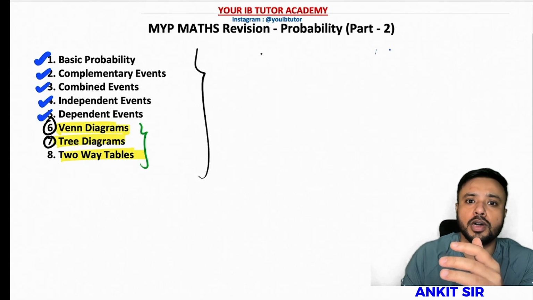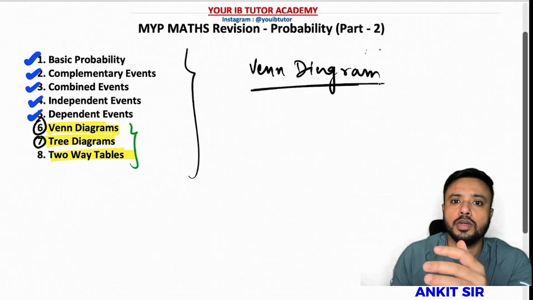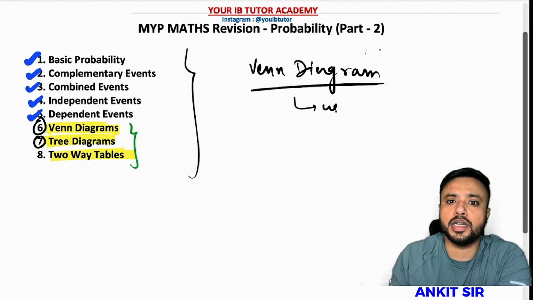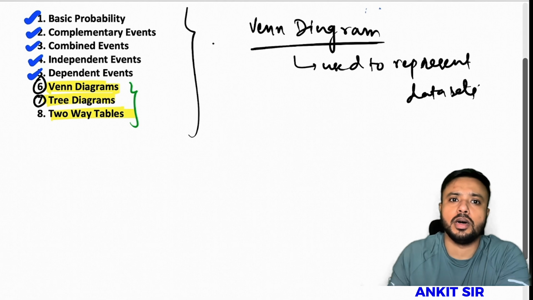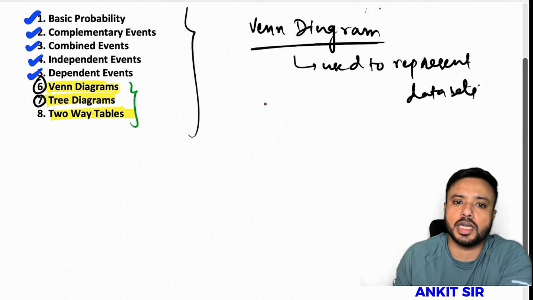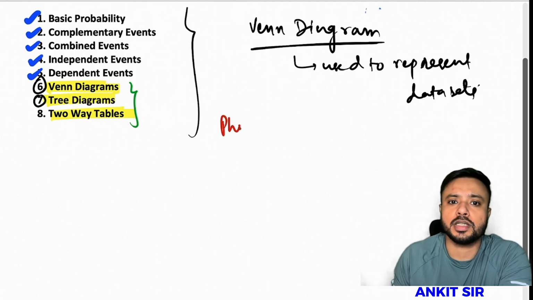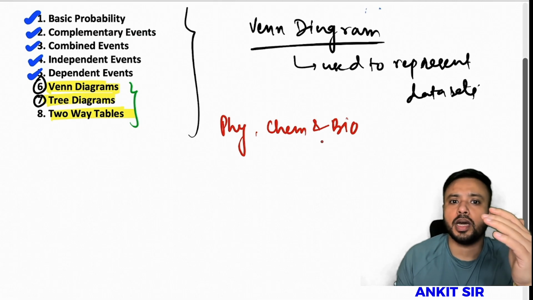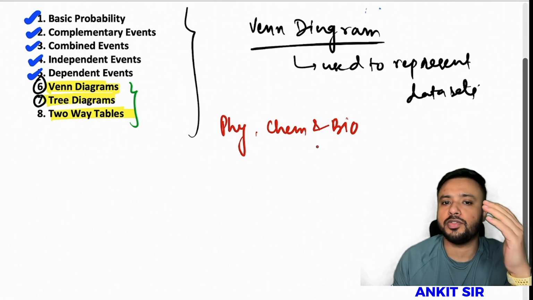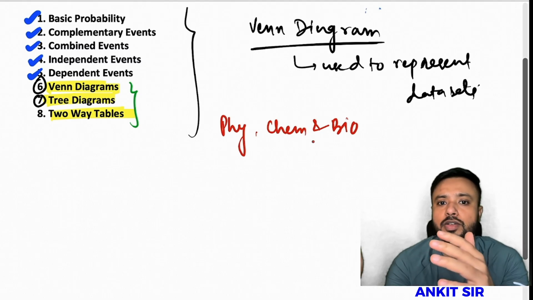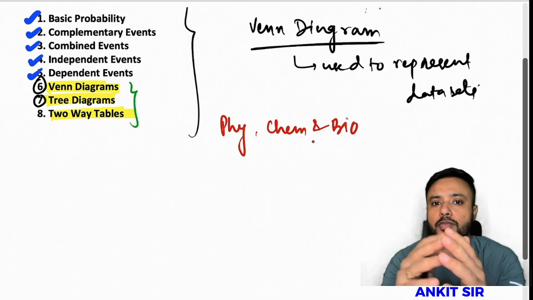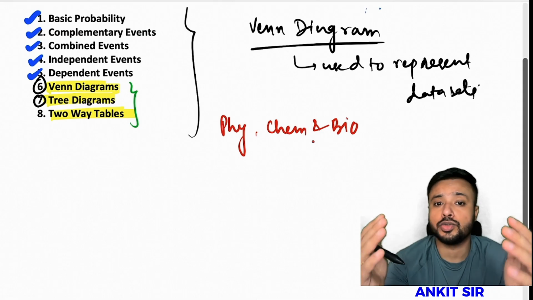So the first topic we are covering here is Venn diagram. Venn diagrams are basically used to represent data sets. When I say data sets, you have to be a little bit careful about it. I'll explain with the help of an example. Let's say in a class we have three kinds of students who study physics, chemistry, and bio. There are few students who study physics and chem, few students who study chem and bio, few students who study physics and bio, and few students who study all three.